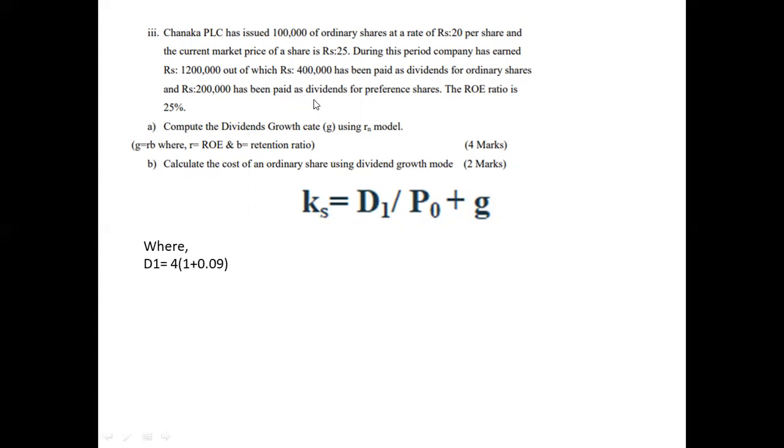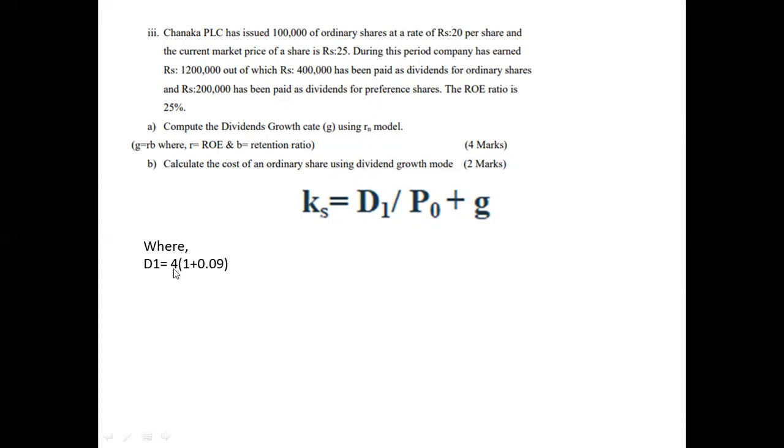That means last year we have paid 400,000. If we consider the per share dividend, that is 400,000 divided by 100,000, which is rupees 4. So that is D0, the just-paid dividend.